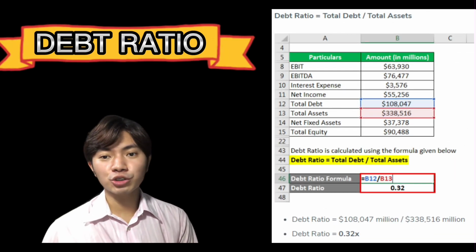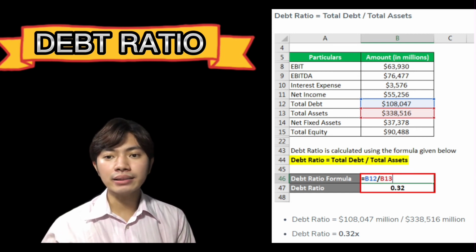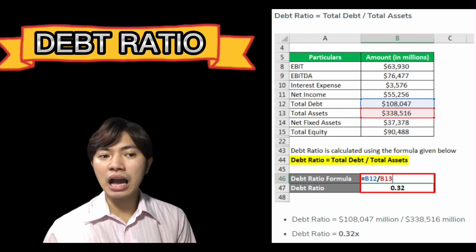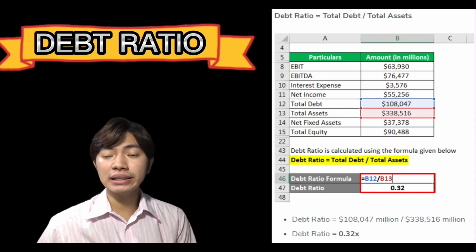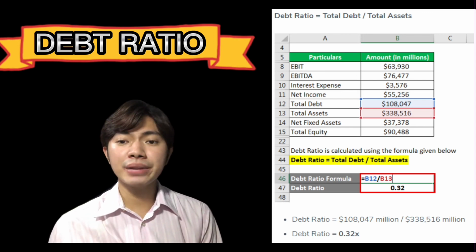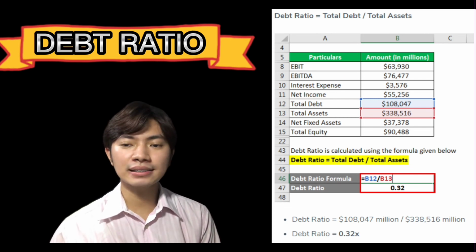Next part naman ng solvency ratio is yung debt ratio. So, kadalasan ang debt ratio ay ginagamit sa business in order to determine na how much yung risk ng company nila na kailangan nilang malagpasan. So, sa debt ratio, ang formula naman natin ay total debt divided by total assets.